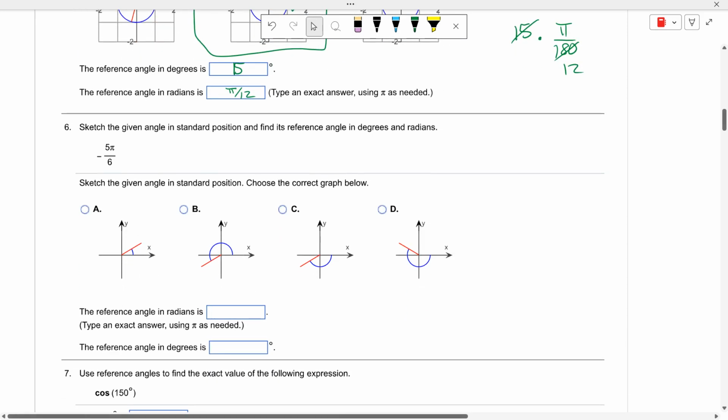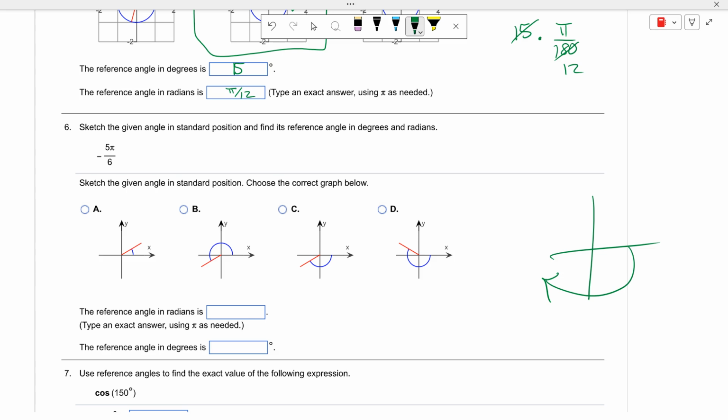Negative 5 pi over 6. Now we're going this way around. 5 pi over 6 is pretty close to 6 pi over 6. What's 6 pi over 6? How many pi is 6 pi over 6? 1. We're close to pi. Where is pi at? 180 degrees. So we're most of the way to 180 degrees. We're this far, basically, from 180 degrees.